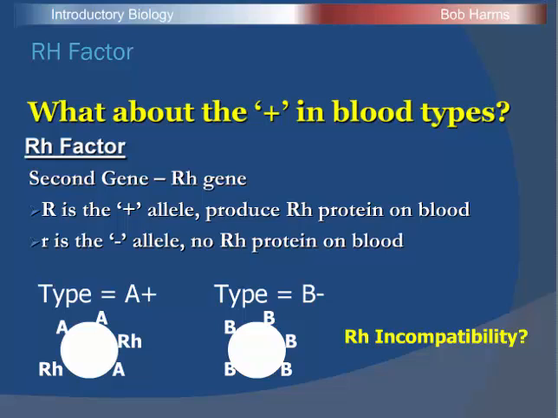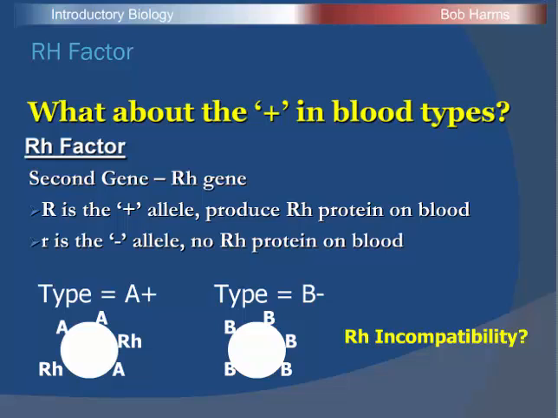Because if that happens, mom's immune system will recognize that Rh as being foreign because her body doesn't make that normally. And so if the embryo develops a positive blood type and that blood comes in contact with mom's blood, then mom's immune system will start to attack that embryo and may reject it and not carry it full term because of that immune system reaction. So that's called Rh incompatibility.